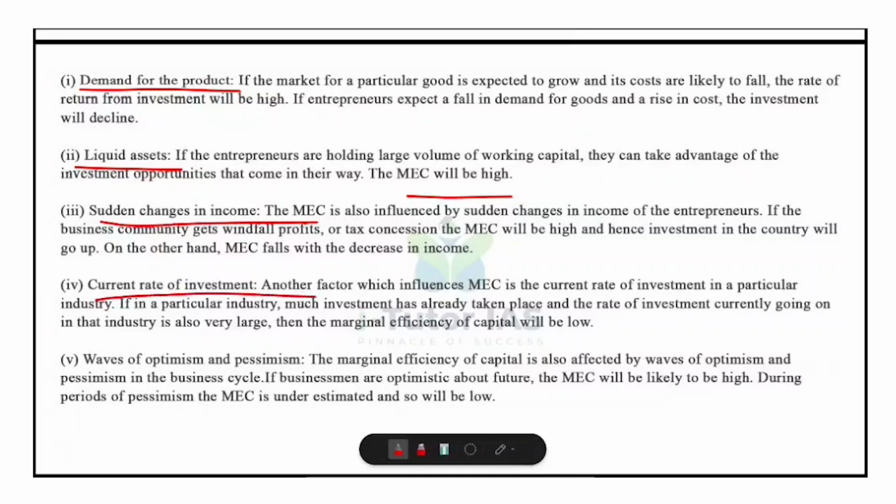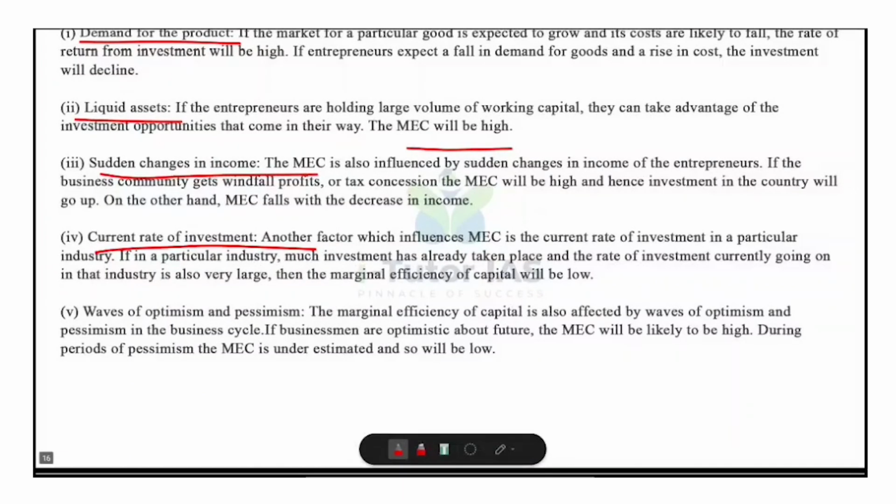Fourth factor, current rate of investment. If too much investment has already taken place in a particular industry, the return from additional investment falls and that leads to a decrease in MEC. Conversely, if the industry is underinvested, new investment can bring higher returns and MEC rises. For example, if too many companies invest in real estate at once, profit margins fall and MEC will drop.